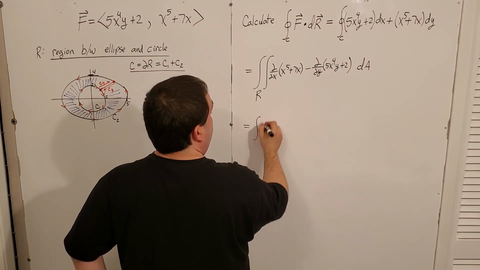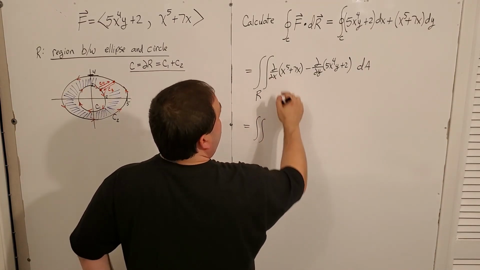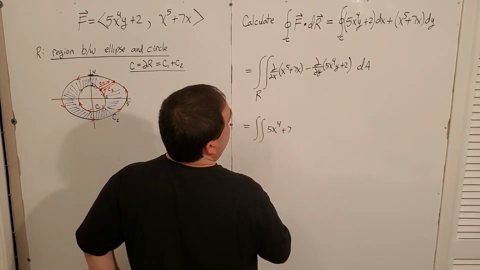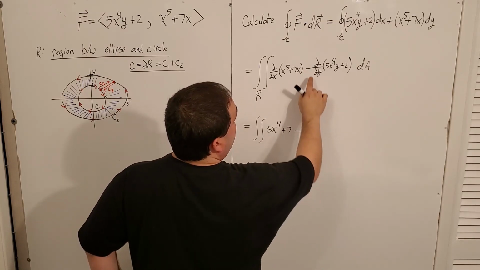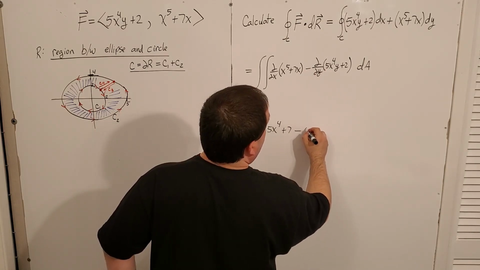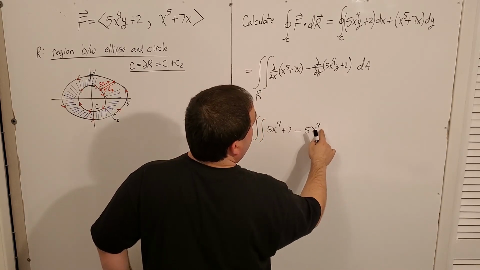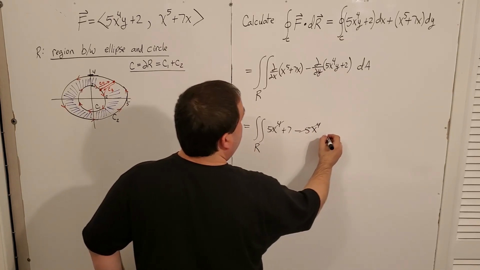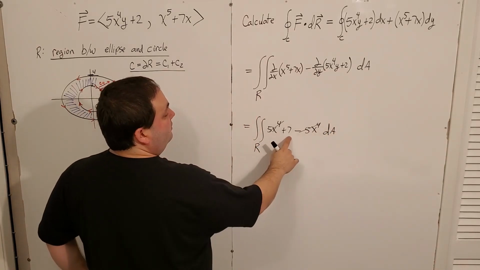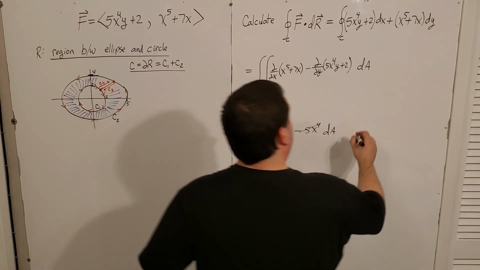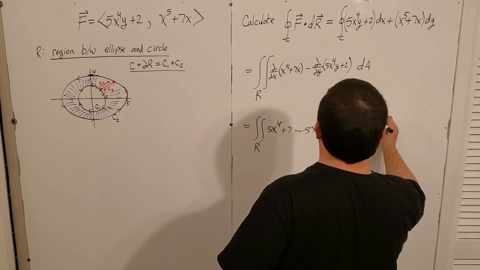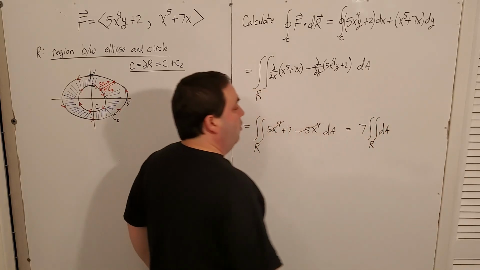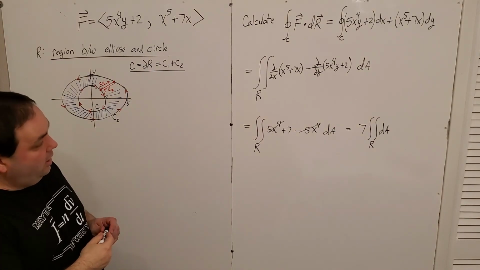Of course, I can do the partial with respect to x here. That's just going to give me 5x to the 4 plus 7, minus the partial with respect to y here, which is going to give me 5x to the 4 and 0. 5x to the 4 minus 5x to the 4. It's still over the region. It's still dA. But now I've just got 7. So I have 7 times the double integral over the region dA.